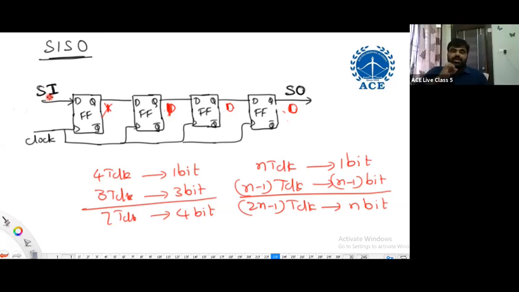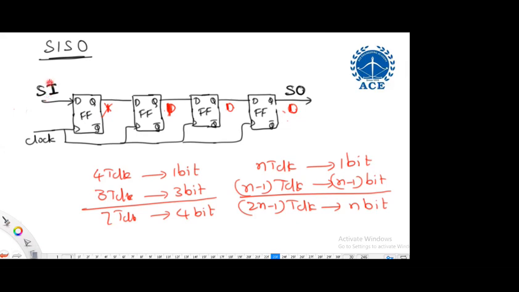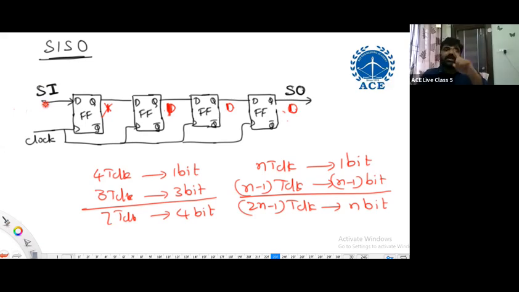What is a counter? A sequential circuit which is going through a predefined sequence. Is it a predefined sequence here? No, sir. There are other operations. When I say it is a counter, it must be a predefined sequence. Then only it is a counter.